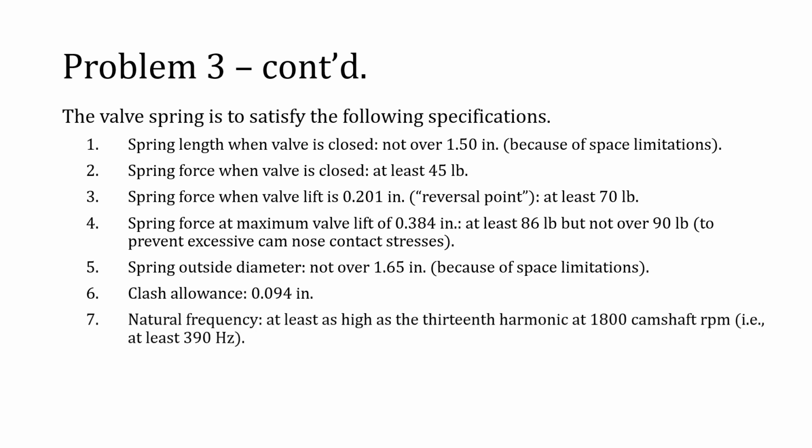And our natural frequency, which is what we're mostly concerned about, has to be at least as high as the 13th harmonic at 1800 camshaft RPM. This might sound a little crazy, but you haven't taken vibration analysis yet. Essentially what you have to take from this 7th specification is that your natural frequency has to be at least 390 hertz. You don't really have to care about the whole 13th harmonic thing.